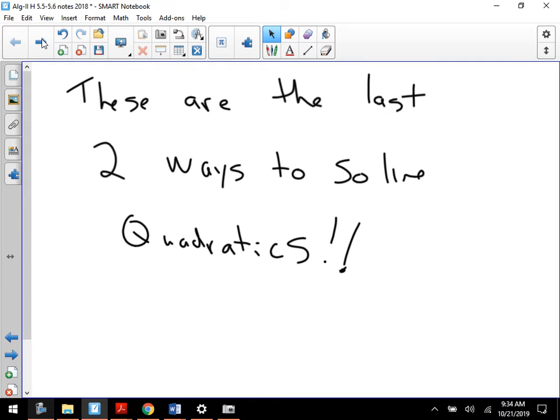We have two more ways to go through quadratics, and completing the square is one of them. You guys will like completing the square because it's very procedural. You like procedure. You like to replicate and just do it over and over again. You don't like to have to think.